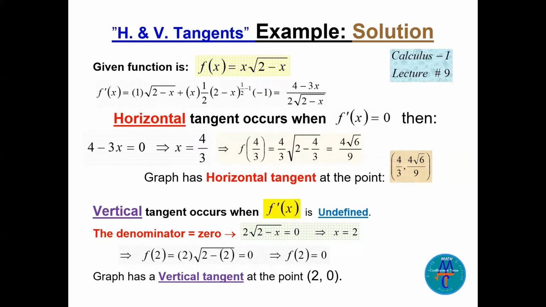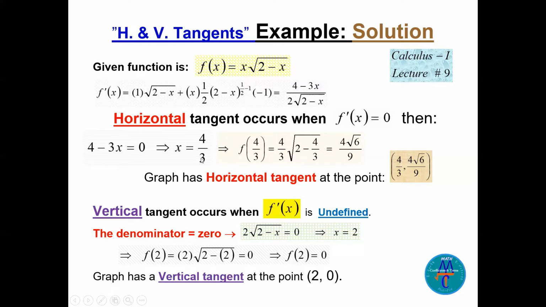Okay. Now, the horizontal tangent is the easier. Put f prime equal to 0. When you put all this equal to 0, that means the numerator, 4 minus 3x, is equal to 0, so x will be 4 over 3. This is the x value.